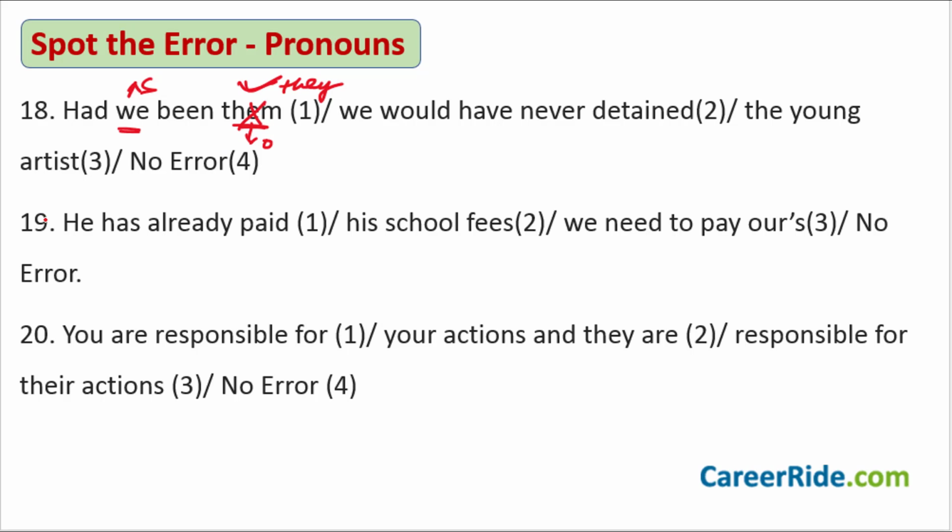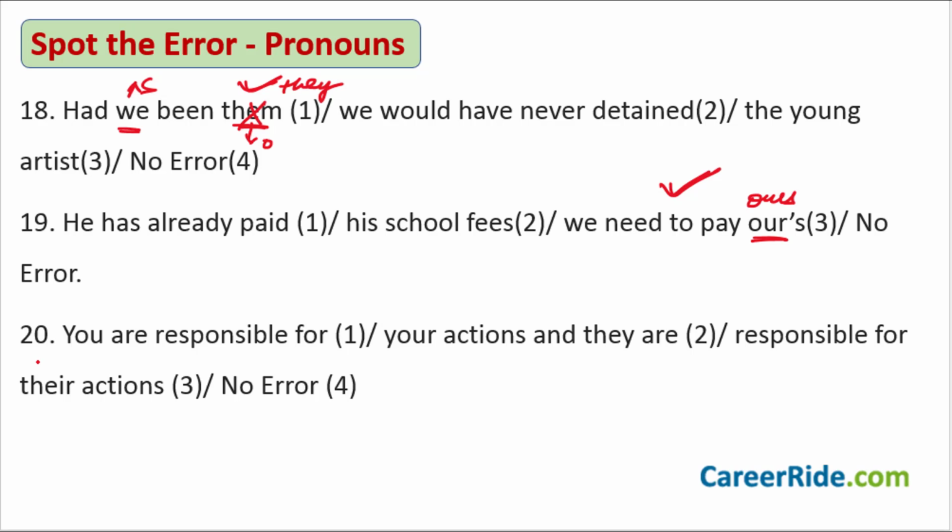Sentence number 19. He has already paid his school fees. We need to pay ours. He has already paid his school fees. We need to pay ours. So basically this is the mistake here, right? These words yours, ours, they don't take an apostrophe with them. You just have to have ours, right? We have already paid. He has already paid his fees. We need to pay ours is what you would say. So part number 3 has a mistake in it.